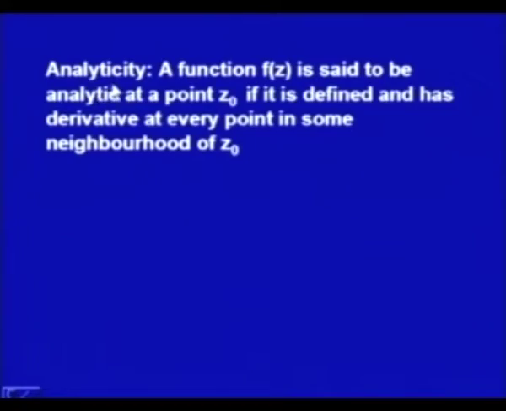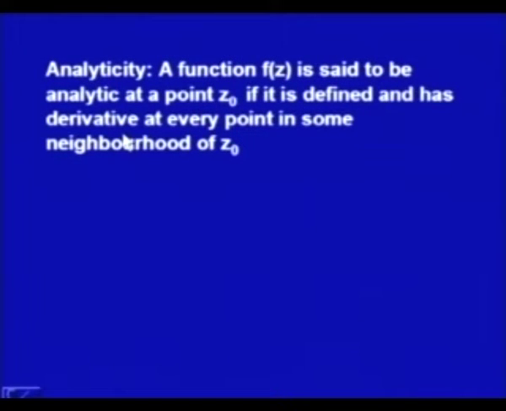Now, we introduce the concept of analyticity. A function f(z) is said to be analytic at a point z0 if it is defined and has a derivative at every point in some neighborhood of z0. Basically, when we say differentiability, a function is differentiable at a point, but when we talk about analyticity, it has to be differentiable not only at the point z0, but in some neighborhood of z0.